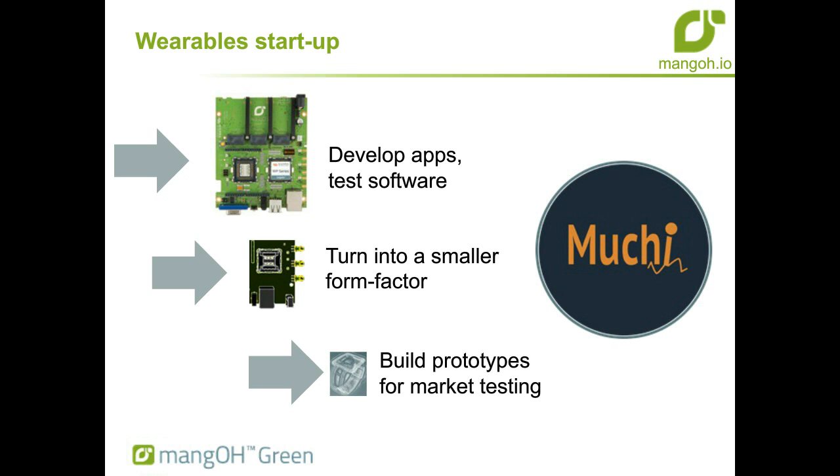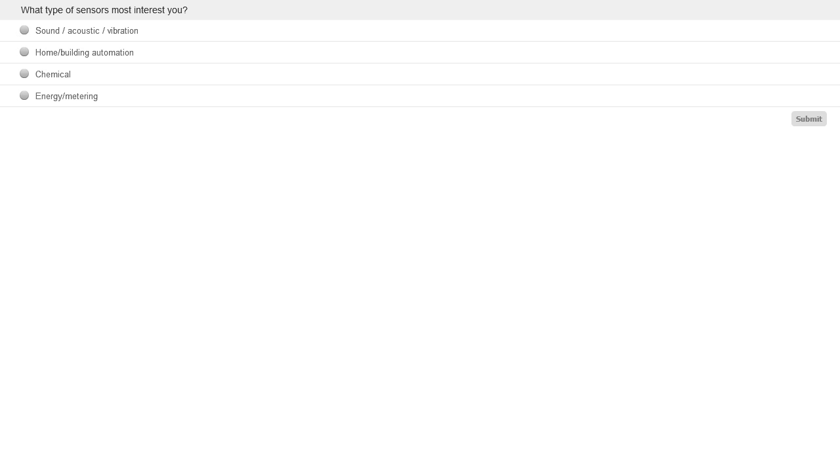With this, we come to our second polling question, and I'll pass it to Chris. All right, thank you, Ashish. Our next question for you, what type of sensors most interest you? Your answers here can be sound, acoustic, or vibration, home or building automation, chemical, or energy and metering. Just go ahead and select the radio button next to the answer that's appropriate for you, and we will wait a few moments for you to submit your answers, at which point I will send them out, and Ashish can comment on those.